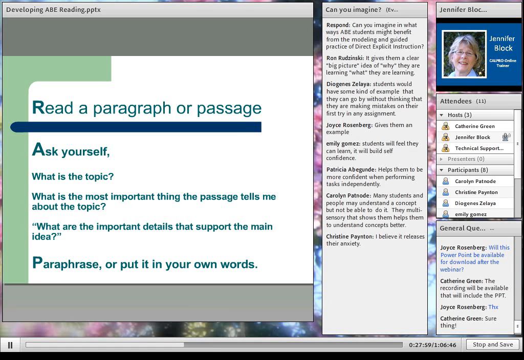First one, what is the topic? Next, what is the most important thing the passage tells me about the topic? This is the main idea. What does the author want me to know about the topic? And third, what are the important details that support the main idea? Okay, once you have answered these questions, then, this is the more difficult part, the P stands for paraphrase, or put it in your own words. And this is a difficult step, but it's one that through modeling and practice they do find they're able to do.